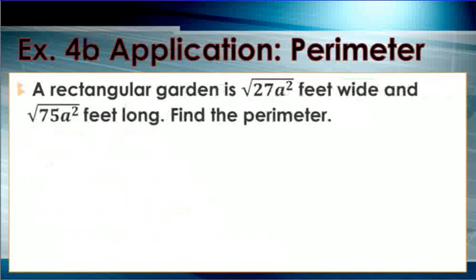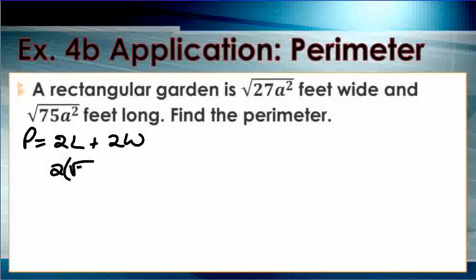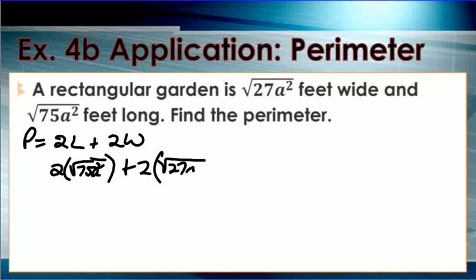And the last one here. A rectangular garden is square root of 27a squared feet wide and the square root of 75a squared feet long. Find the perimeter. Again, the perimeter equals 2 times the length plus 2 times the width. Substitute for the length, I have 2 times square root of 75a squared plus 2 times square root of 27a squared. Let's break these down.